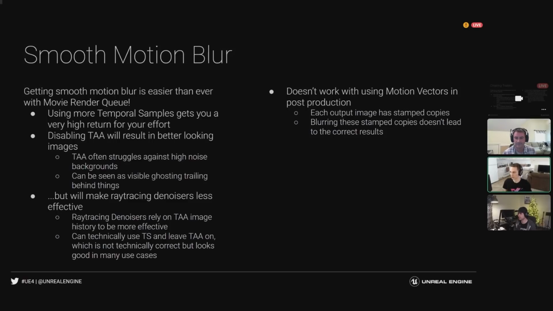Using smooth motion blur doesn't work with motion vectors in post-production. Again, because your final output for a frame is 8 images that have been rendered, and we've just stamped 8 copies of the image onto that final frame, you've got 8 copies of your motion vectors. It's going to end up giving you really odd results, and it's not going to end up with what you want.